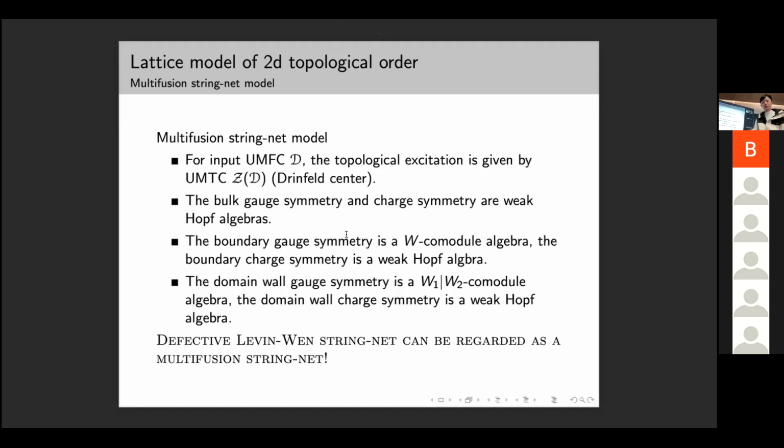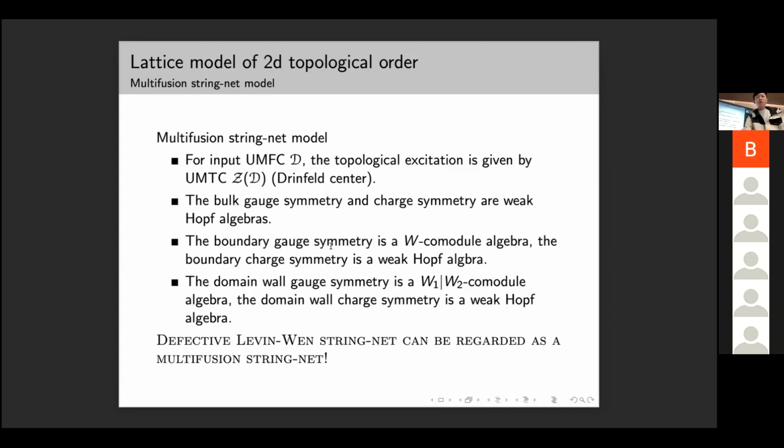For the multifusion string model, its topological excitation is just the center of this multifusion category. And now the basic question for this model is what is the charge symmetry and what is the gauge symmetry. The gauge symmetry should be a weak Hopf algebra. The charge symmetry is also a weak Hopf algebra. The charge symmetry must be a quasi-triangular weak Hopf algebra, because the outer phase is a unitary modular tensor category. So there must be some grading structure behind this charge symmetry.